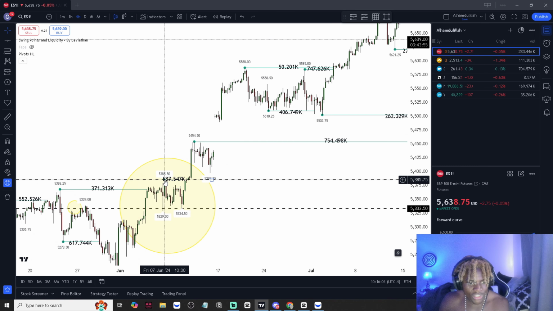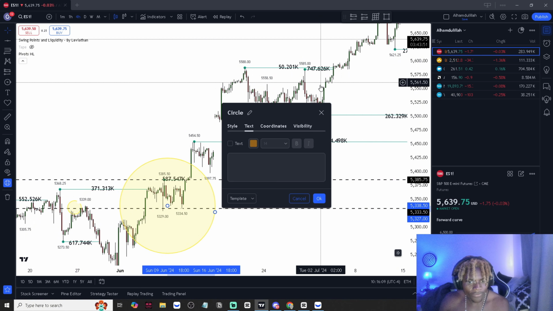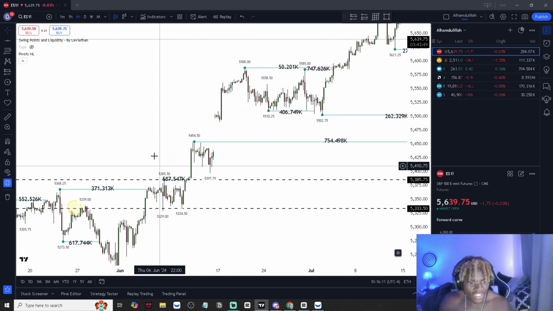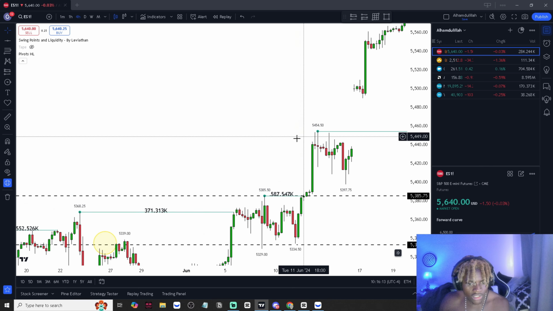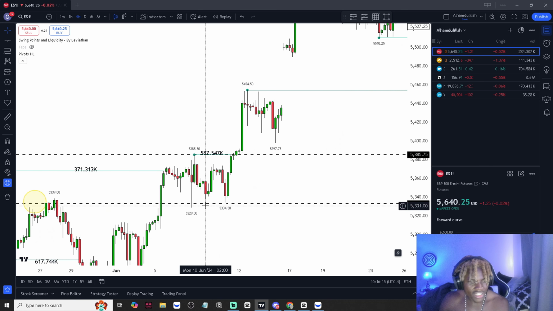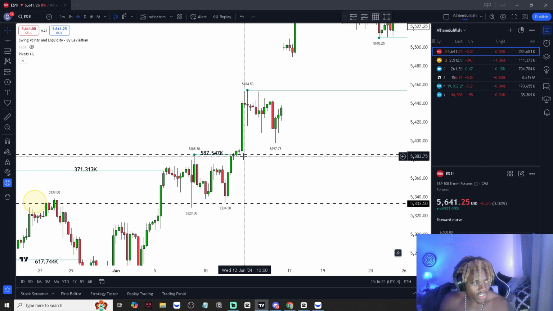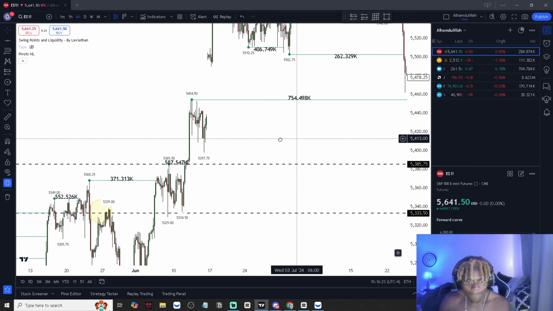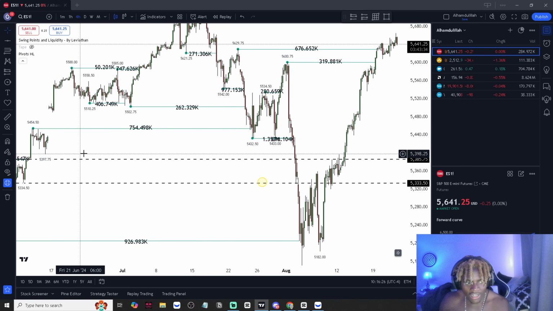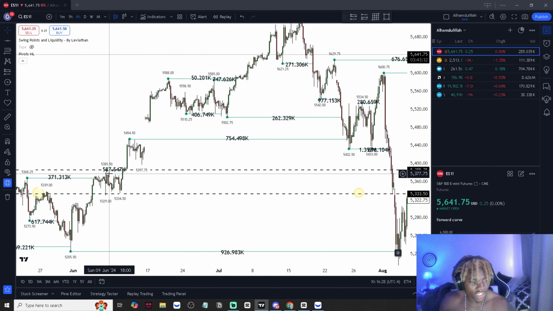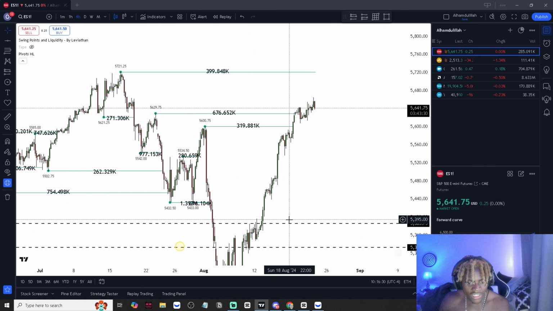So as you guys can see, resistance was created, and price decided to, let me delete this circle for you guys. As you can see, resistance was created using the swing points and liquidity by Leviathan indicator. Price decided to fall back down, and then price decided to break up once it got above this key level right here. So what does this mean? This means that when price comes down here, support is going to be made because resistance was made here. So we're going to wait for price to bounce here.